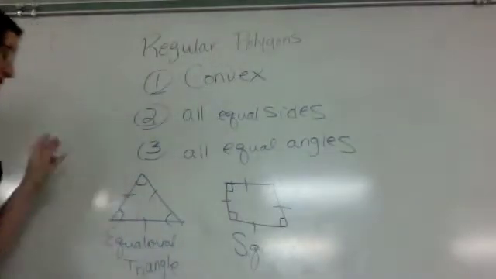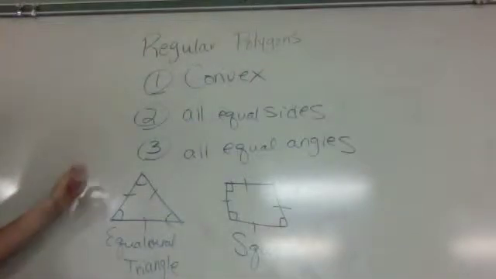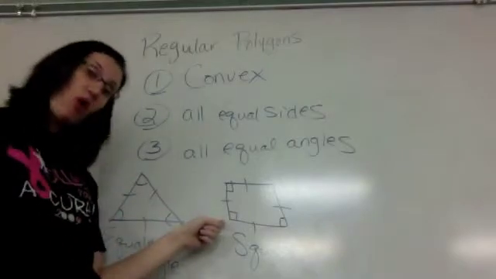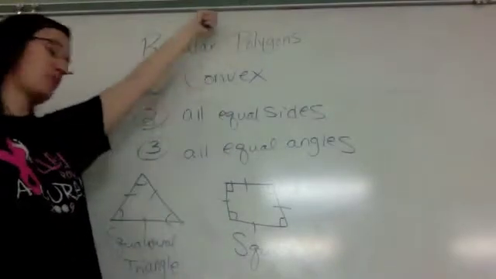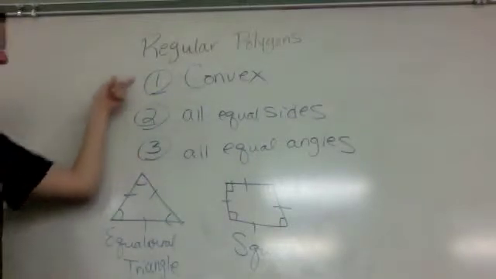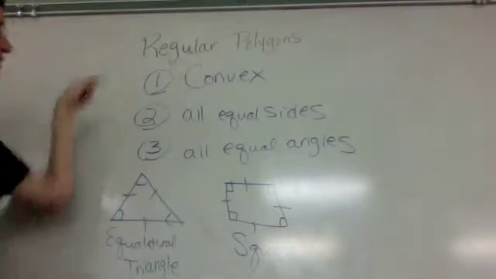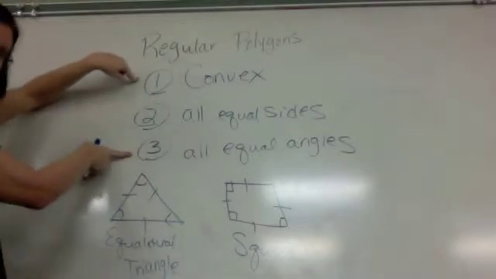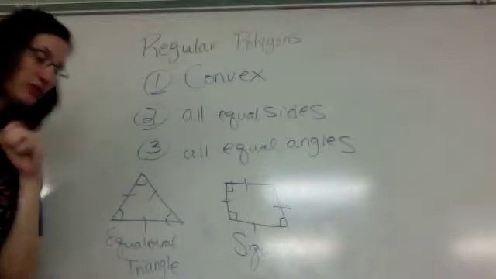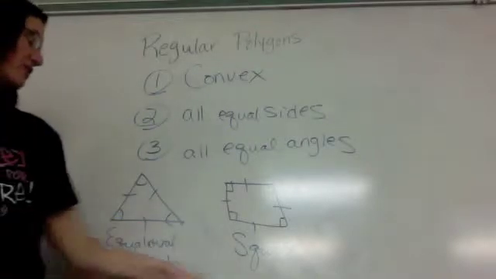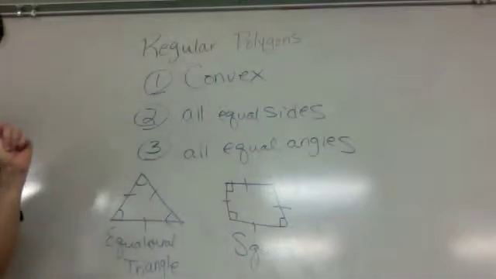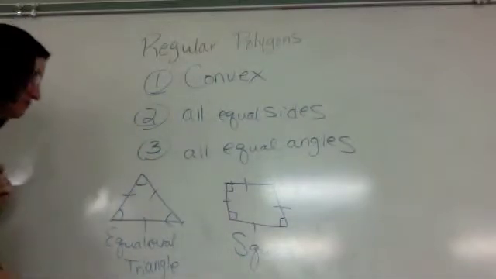In fact, the equilateral triangle is the only triangle that is a regular polygon, and the square is the only quadrilateral that is a regular polygon. Okay? You have a rhombus, which would fit these 2 definitions, and you have a rectangle, which would fit these 2 definitions, but you need all 3 to be a regular polygon. So this is the only triangle that's a regular polygon, and this is the only quadrilateral that is a regular polygon. Okay, you may want to pause and write that down.